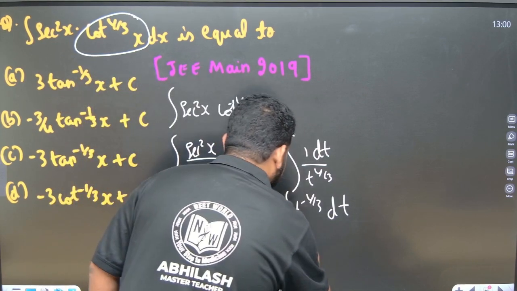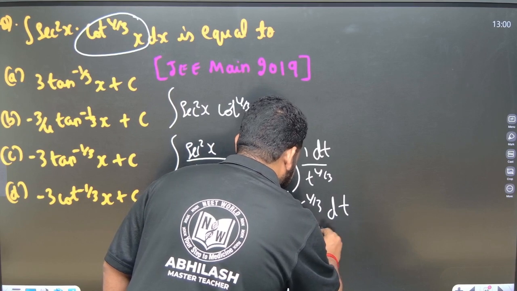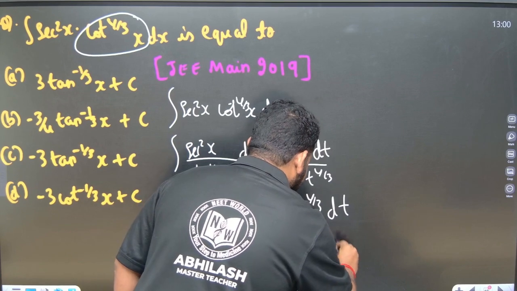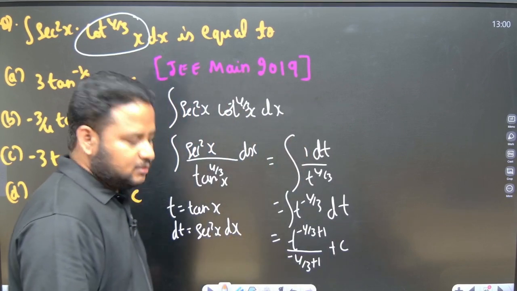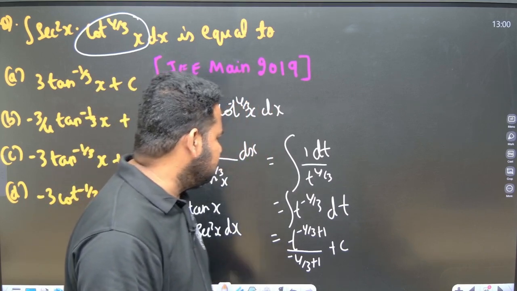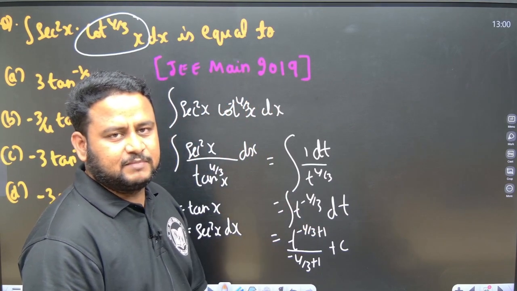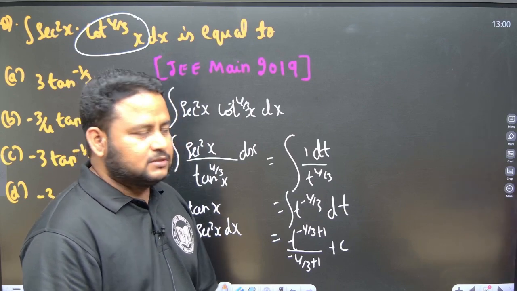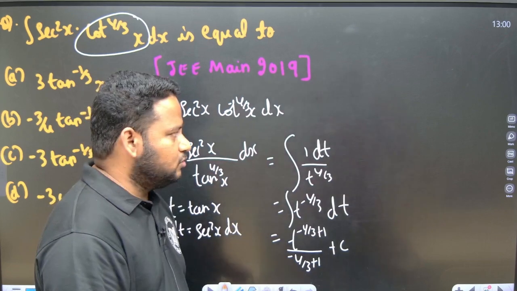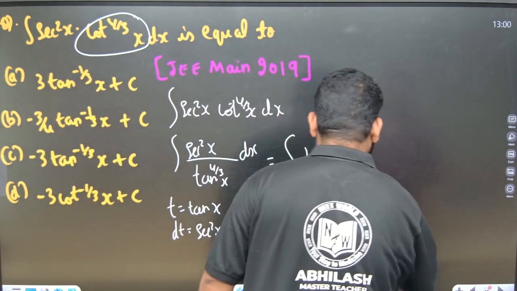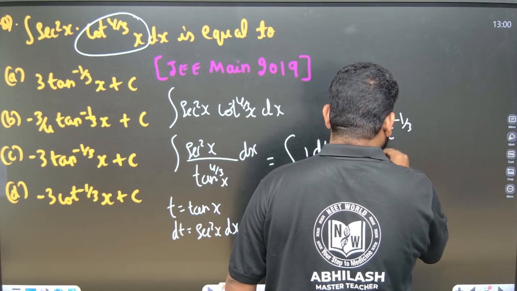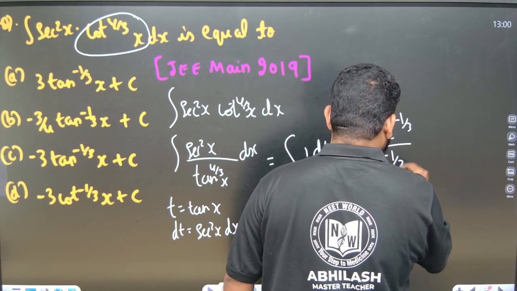So, t to the power of minus 4 by 3 plus 1, divided by minus 4 by 3 plus 1, plus c. Minus 4 by 3 plus 1 is nothing but what? We have to take the LCM. If I take it, minus 4 plus 3 will be equal to minus 1. So, this will become t to the power of minus 1 by 3 divided by minus 1 by 3 plus c.